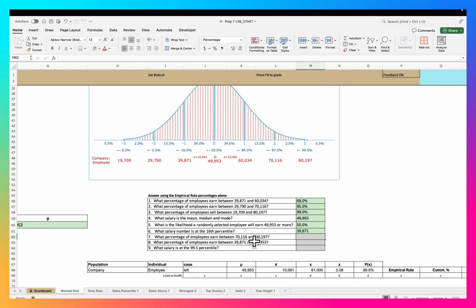What percentage of employees earn between 70 and 80? So 70 to 80, that's 2%. Between like 40 and 50, that's 34%. And what salary is at the 99.5 percentile? There's 99.5, it's the 80,000.